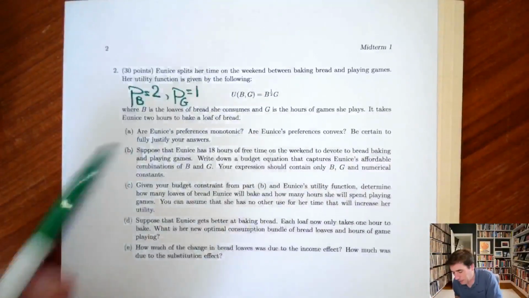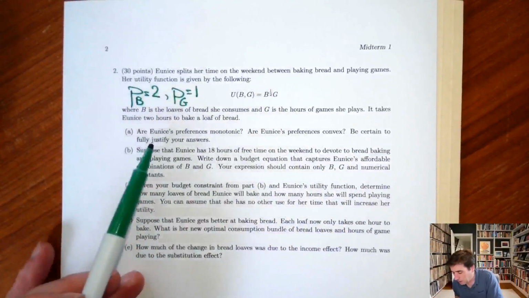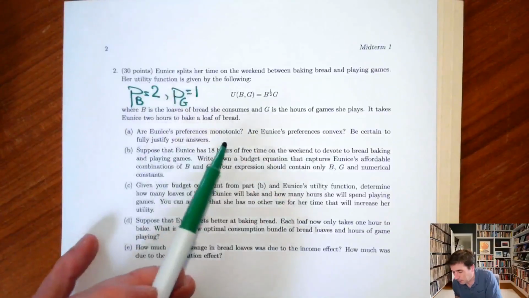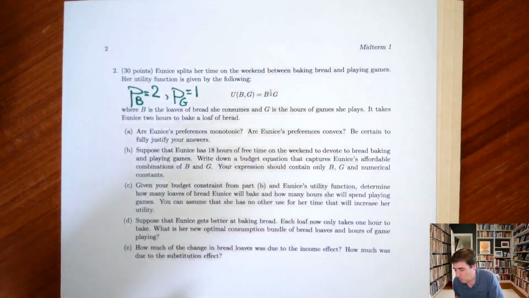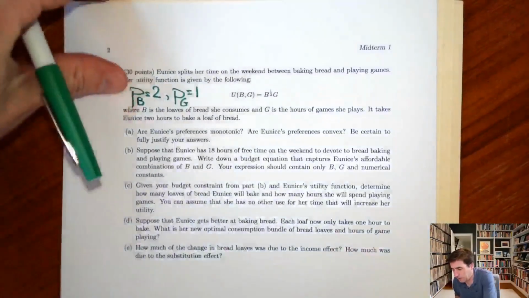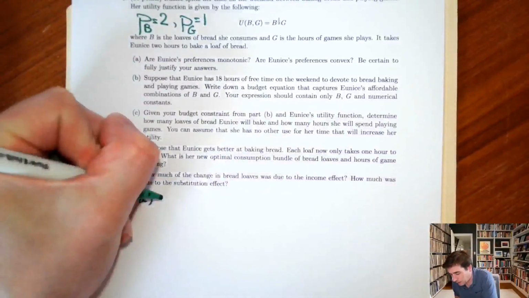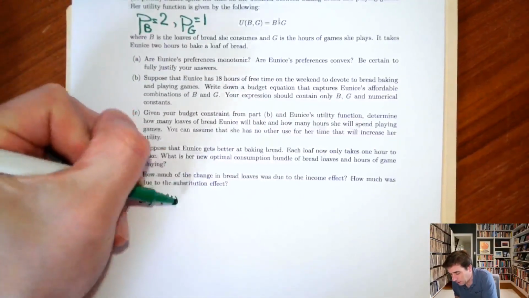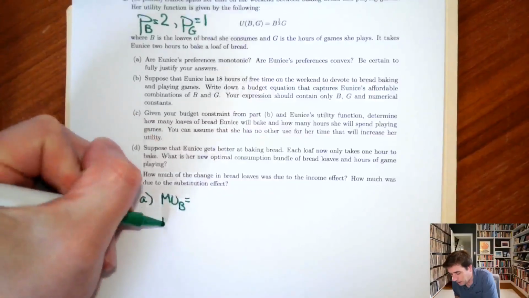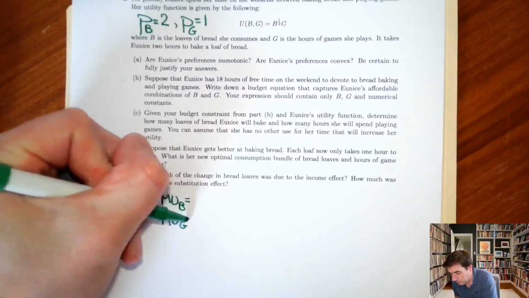All right, now let's get to part A here. Are Eunice's preferences monotonic? All right, so monotonic, meaning more is better. Well, if more is better, marginal utility should be positive. So let's go ahead and figure out the marginal utilities here. I'm going to start part A by getting the marginal utility for B and the marginal utility for G.